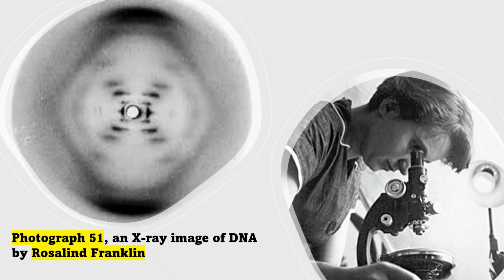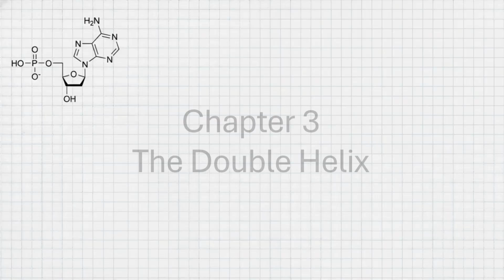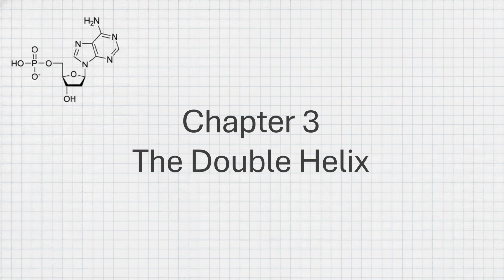It basically screamed that the DNA molecule had to be a helix, like a spiral staircase or a corkscrew. Okay, so all the clues were on the table. We had the nucleotide building blocks, we had Chargaff's A equals T and G equals C rule, and we had Franklin's X-ray image showing a helix.